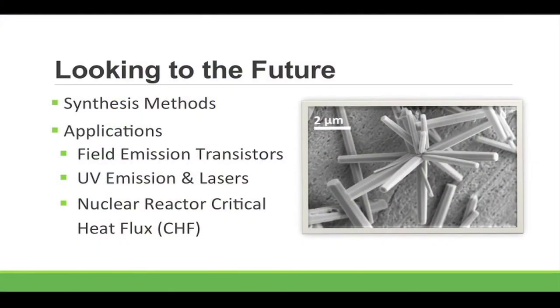Using the nanorod structure to test the electro-optical properties of the zinc oxide, we can actually test the ability of the structures that we generated to act as field emission transistors in electronics. We can also measure their optical waveguiding abilities to see how well they'd act as a UV emissions device or as a laser. And finally, by suspending these nanoparticles in some kind of a solution, we can use that as reactor coolant in a nuclear reactor and use it to moderate the critical heat flux, or CHF, in the reactor, which will effectively reduce the risk of overheating.